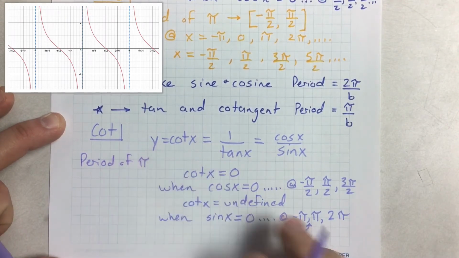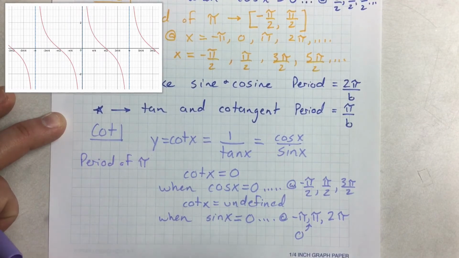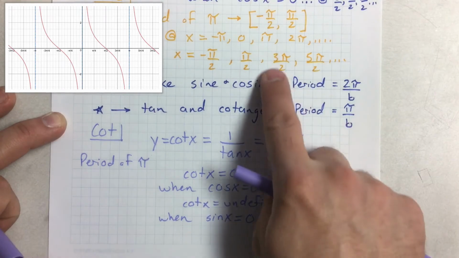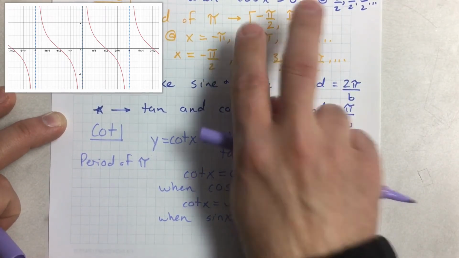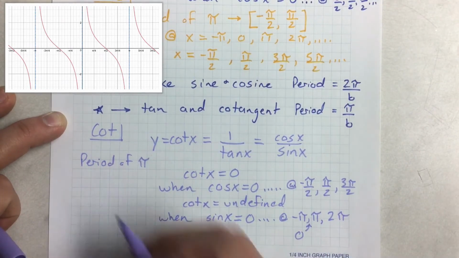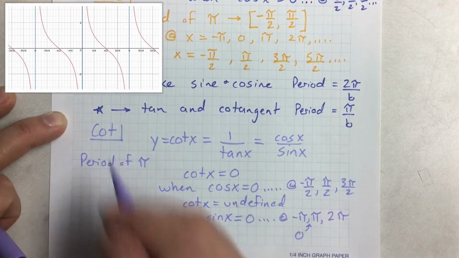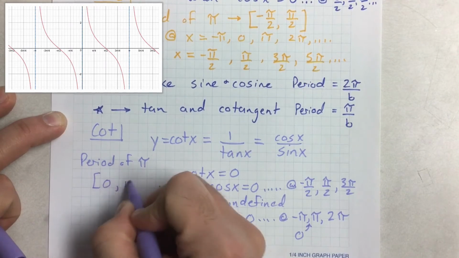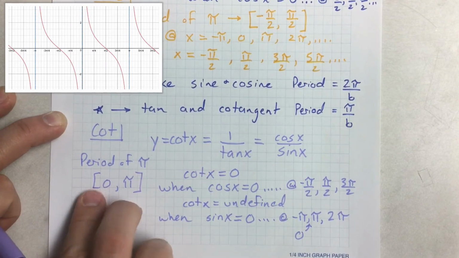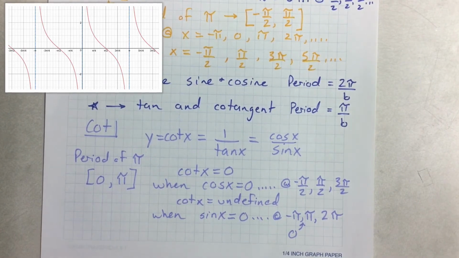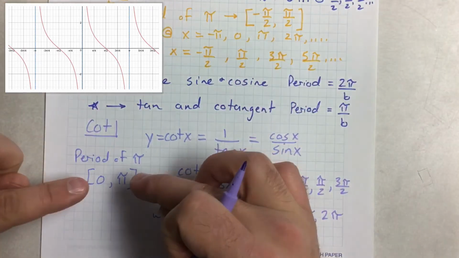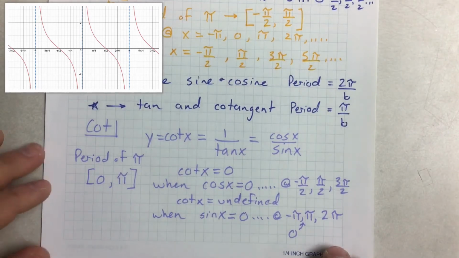The length of the period is still pi, but the interval of it, since we have vertical asymptotes at 0 and pi, much like how we used the vertical asymptotes up here as the ends, for cotangent, we're going to be using the vertical asymptotes of 0 and pi to designate the ends of our interval when we go to graph. So 2 key differences with cotangent and tangent.